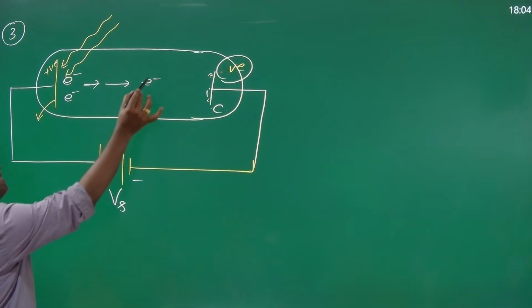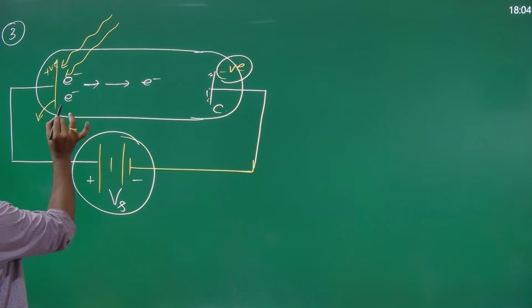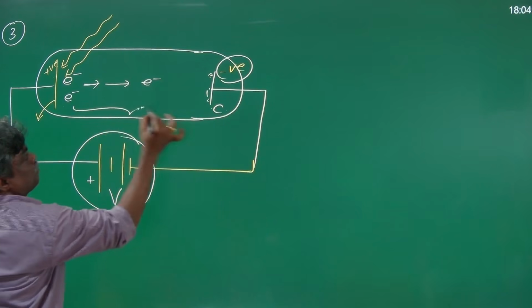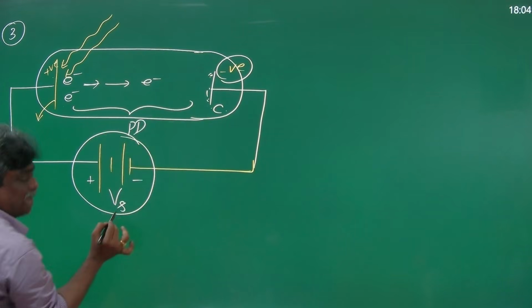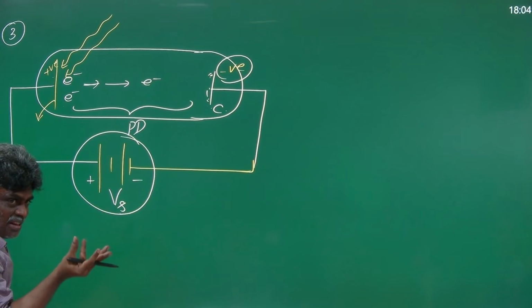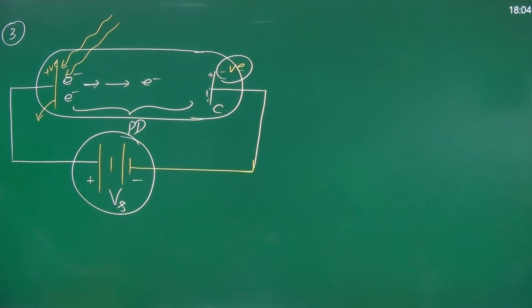So how will this electron come? That means what I am saying is, how much potential did you apply here? Vs. If the electron wants to come from this point to this point, how much potential difference did you apply? Vs. If Vs is the potential, how much energy is there? eVs. Try to understand, very important.